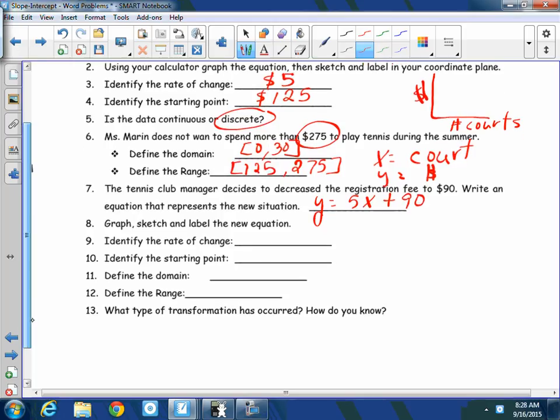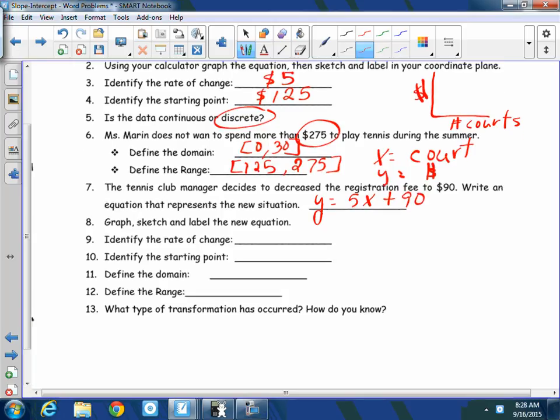All right. Number 9. Epifania, you're giving me points right when they get it wrong. All right. Cool. Jackie. Identify the rate of change. $5. Very good. Jacqueline. Epifania.